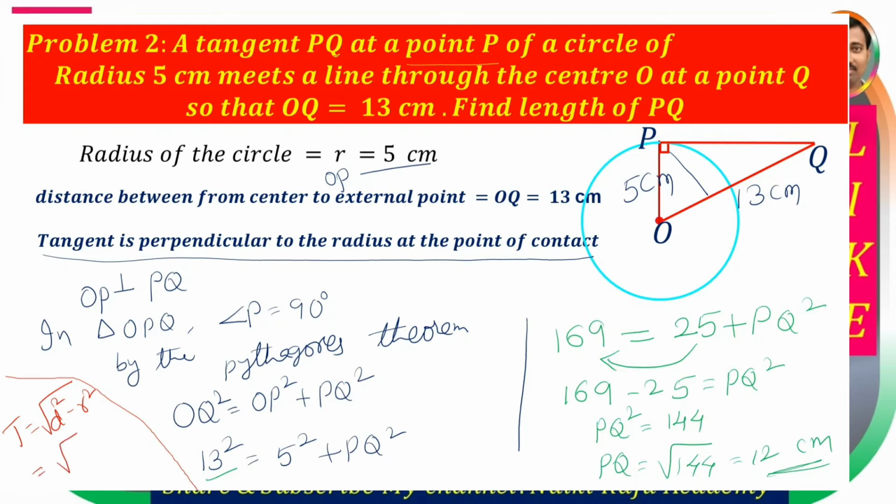Here D means the distance between the external point and the center, so 13 square. R means radius, so 5 square. Root of 169 minus 25, that is equal to root 144, that is equal to 12. This is the easy method for objective type or entrance purpose. Okay students, next another problem.